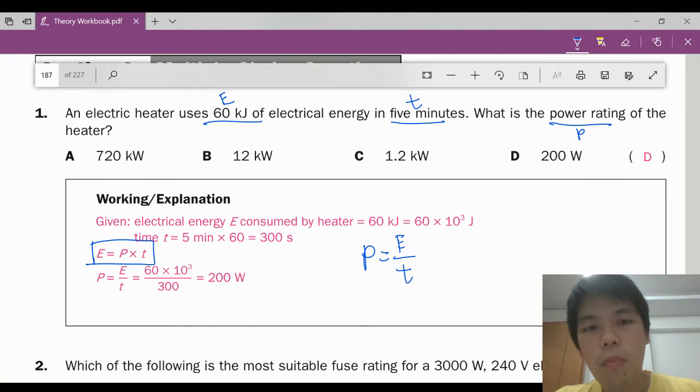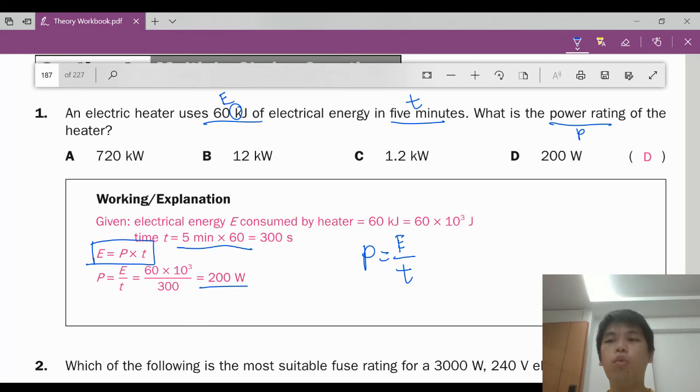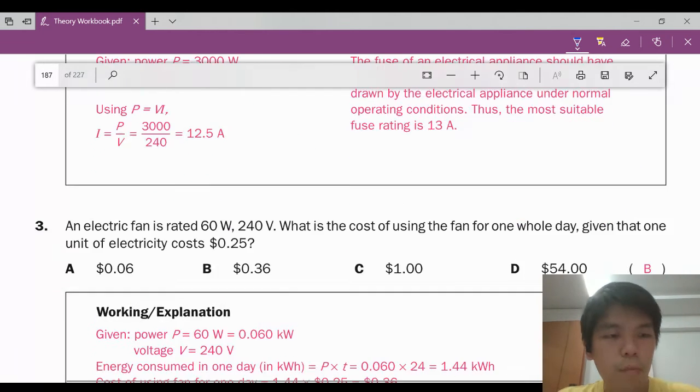Just put 60 times 10 to the power of 3 because it's in kilo, so it's 10 to the power of 3, divided by 300. Why 300? Because your time, 5 minutes, is 300 seconds, so you should get an answer of 200 watts. Answer should be D. Let's look at question 3.